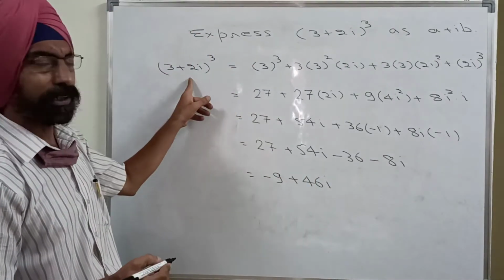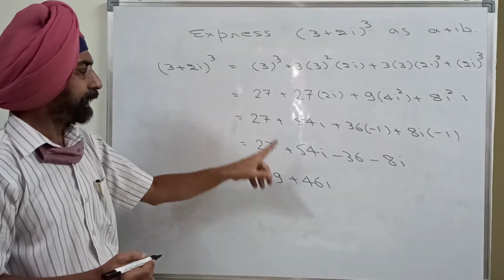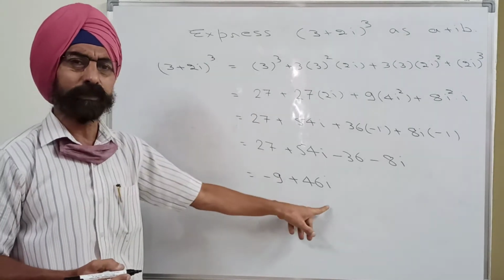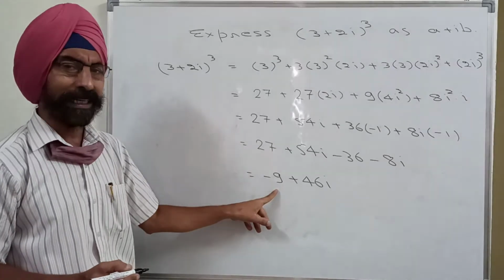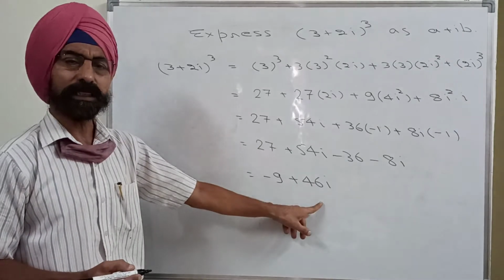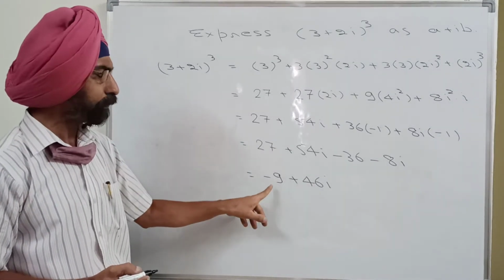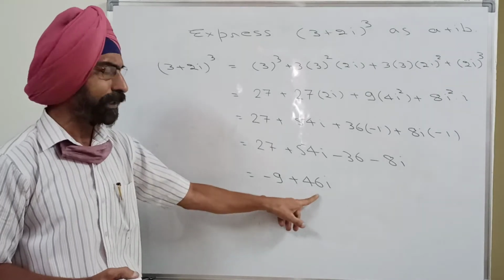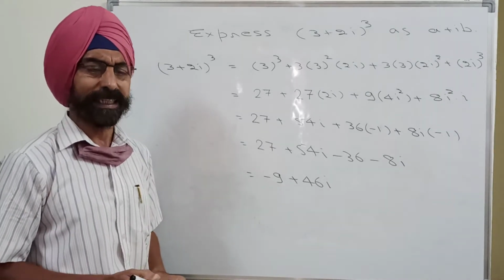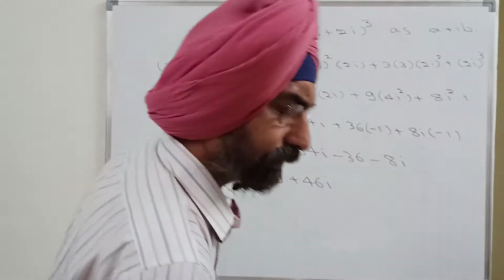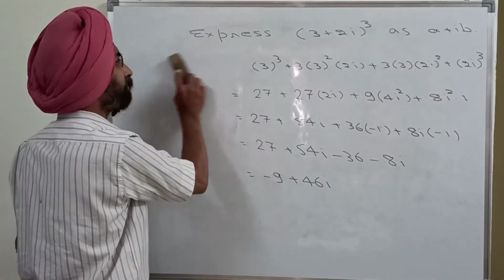So now this number (3 + 2i) whole cube is expressed as a + ib, where a is minus 9 and b is 46. That means the real part is minus 9 and the imaginary part is 46. So it was the first question. We'll take another question of this type.